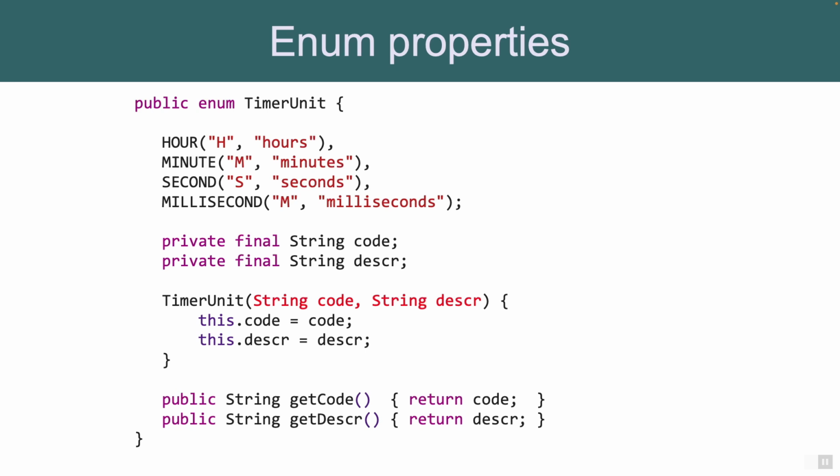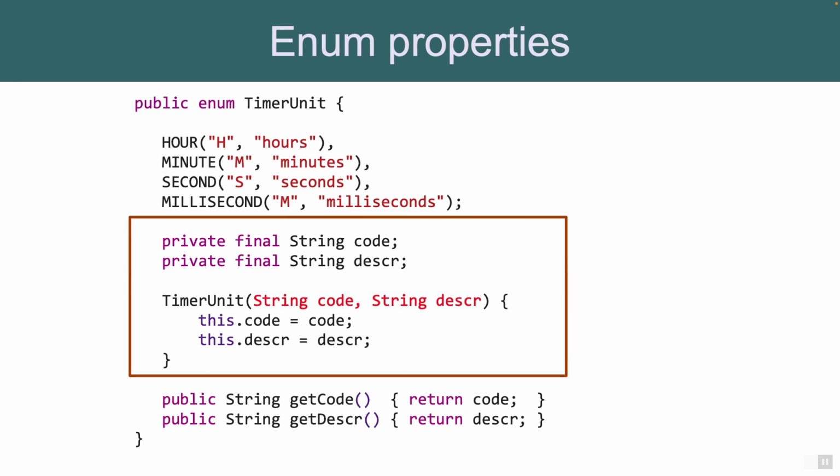So now let's talk about some properties, because up till now we have been talking about enums where there's just a bunch of constants. But let's say we want to associate each one of the constants with, say, a code and description. So in our case, the TimerUnit needs to be associated with a code and a description. So what we will do is create a constructor, because we know that TimerUnit is nothing but a class. We will create a constructor with two parameters, code and description, and then define private final String for both code and description.